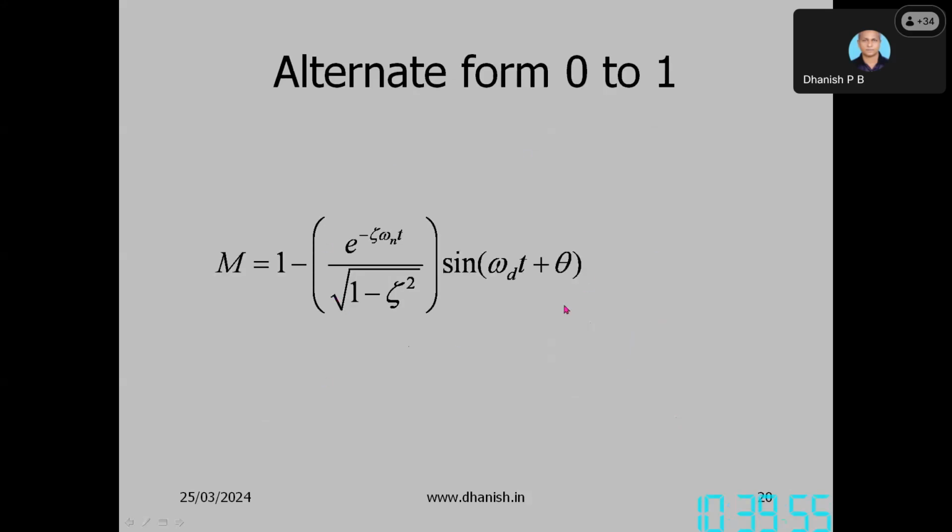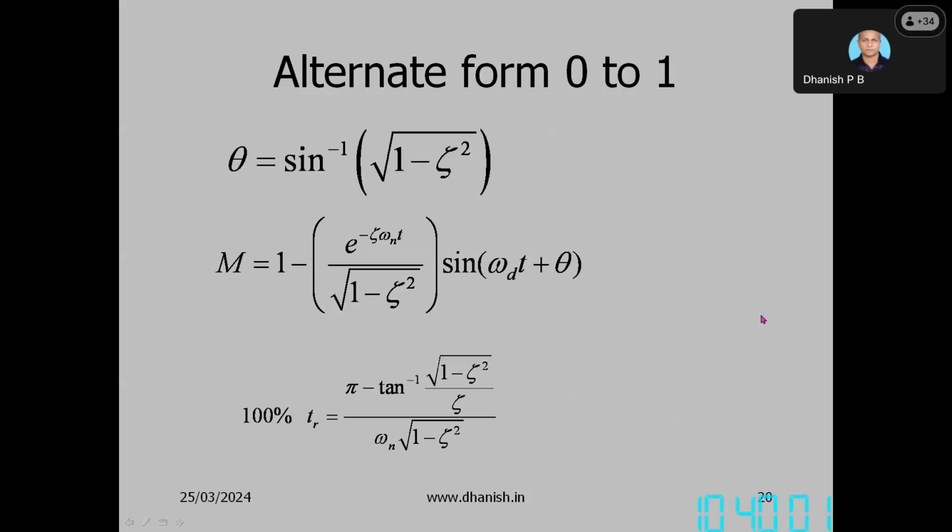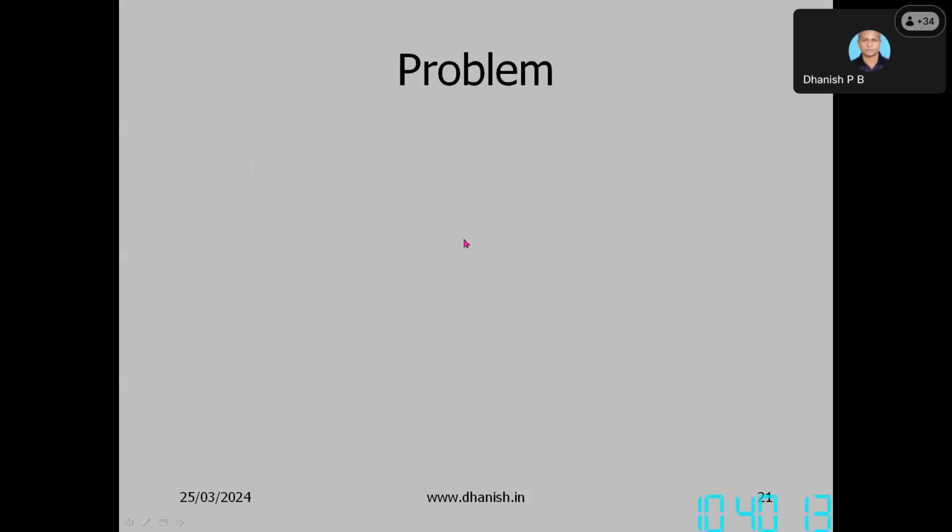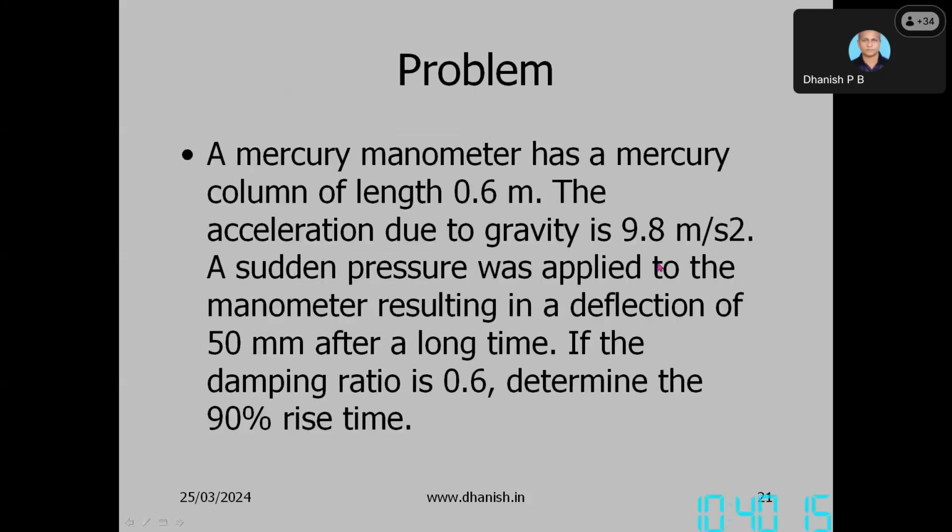This is another way the final solution is written in some books. Theta is this, the delay, lag. Okay, this is another problem.